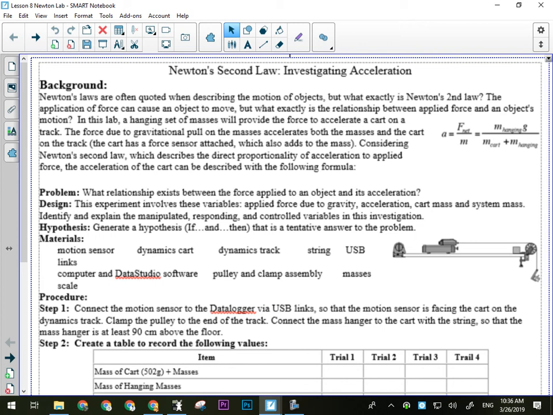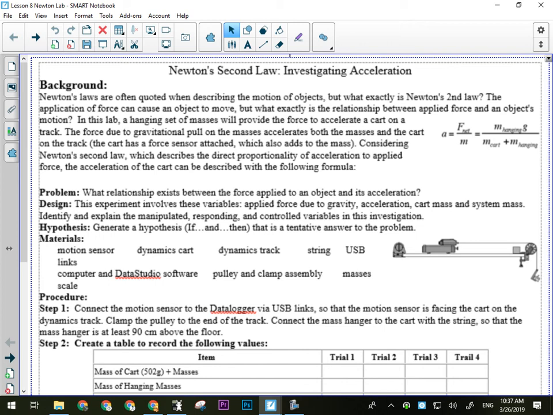Everybody with me there? Okay, how many different masses are in this system? Yeah, essentially there's two groups of masses. There's the mass that's hung over the pulley, and there's the mass that's the cart plus whatever mass is on the cart. Okay, if I'm going to do an experiment like this, where I want to alter the applied force, which is going to be essentially the net force, not quite entirely, but essentially the net force.